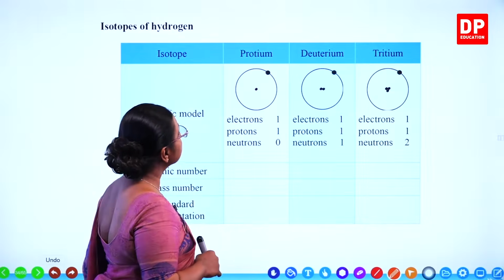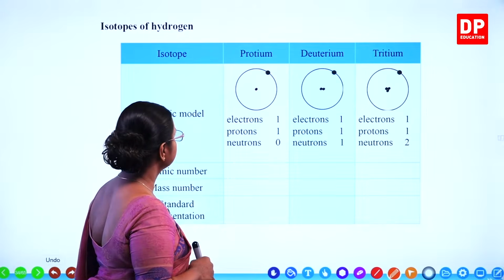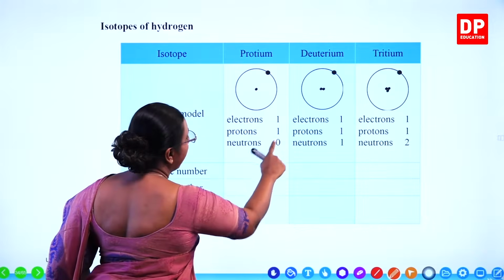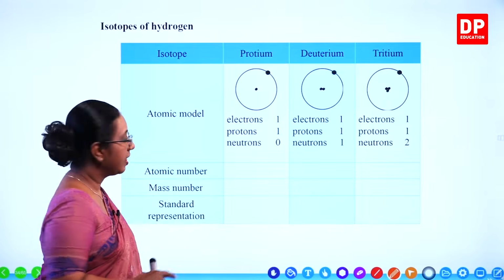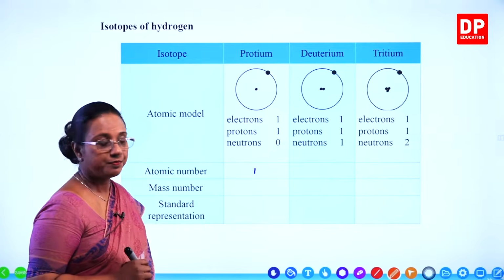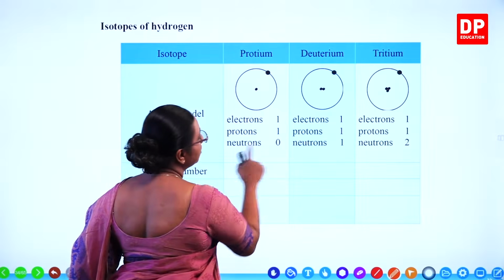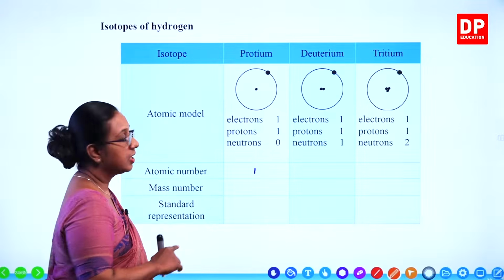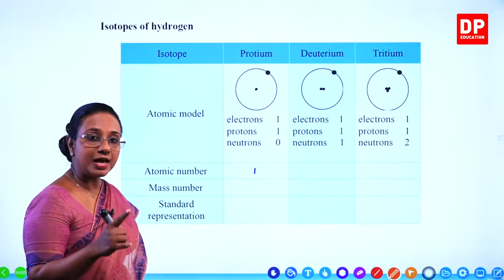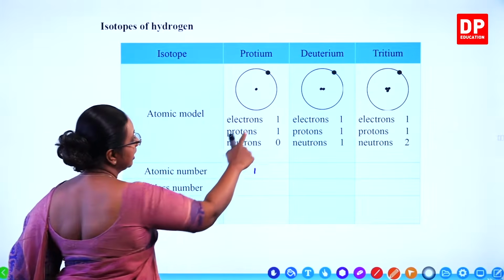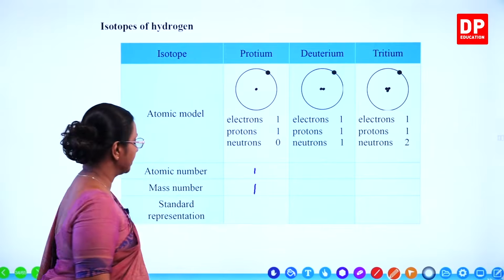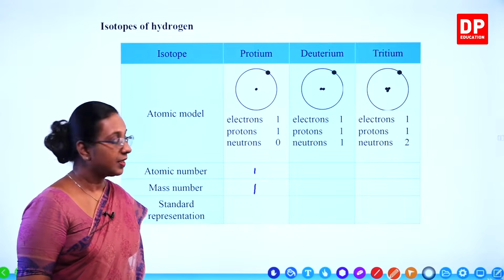If we look at the subatomic particles, in protium there is 1 electron and 1 proton. That means the atomic number is 1. There are no neutrons, 0. So, the mass number is protons plus neutrons. It's only 1 plus 0, 1. So, the mass number is 1.